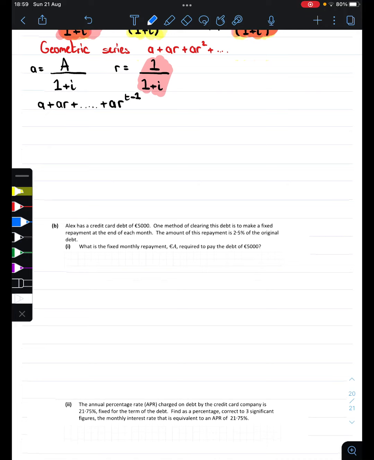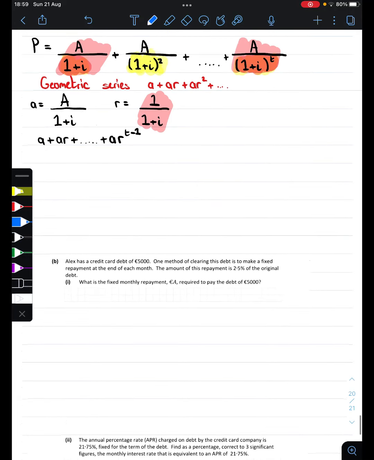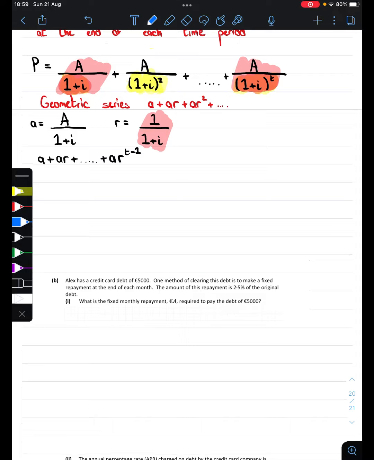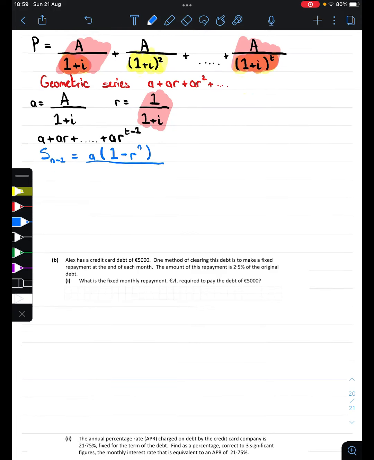Okay, and so now if we look at the formula for a geometric series, S of n minus 1 is equal to a times 1 minus the ratio to the power of n. So the starting value by 1 minus the ratio to the power of n, all over 1 minus the ratio.